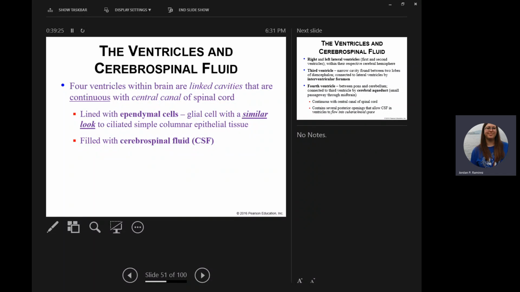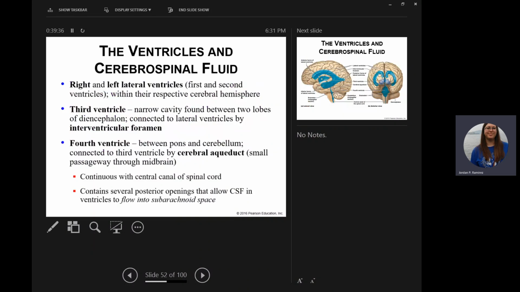Coming back to haunt us now. So these are glial cells with a similar look to ciliated simple columnar epithelial tissue. They're filled with cerebrospinal fluid. These ventricles are filled with cerebrospinal fluid. All right, so let's talk about these 4 ventricles here. You have the left and right lateral ventricles, or if you want to call them first and second ventricles, that's the same thing, it's fine.